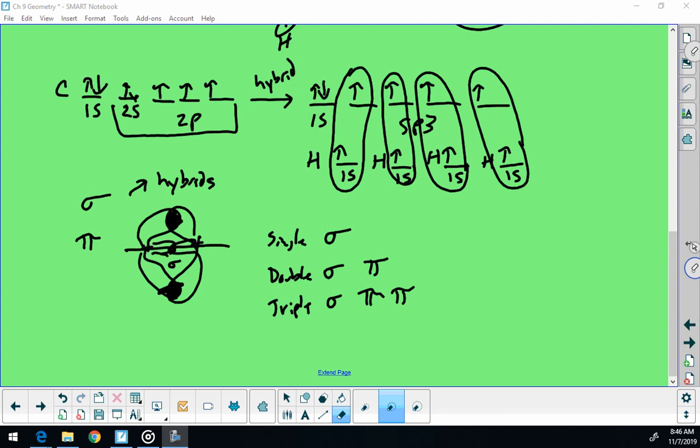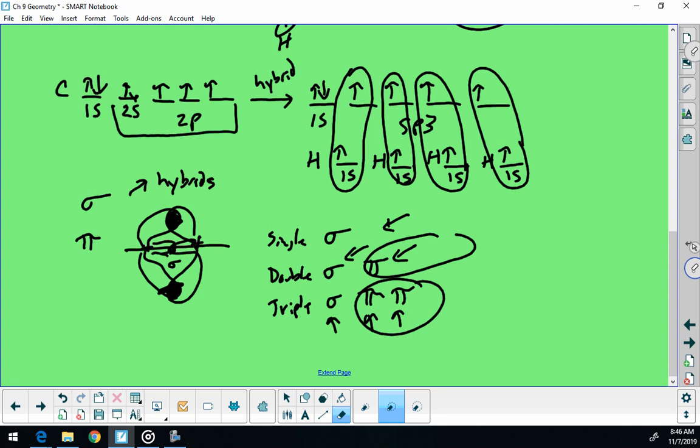Okay, I'm back. So yes, we have a single bond, it's going to be a sigma. If I have a double bond, it's going to be a sigma and a pi. And if it's a triple bond, it's going to be a sigma and two pi's. Now, the things that are going to be forming the pi's are usually going to be my unhybridized p's, all right? Sometimes I can use d's, but most of the time I'm going to be using unhybridized p's.